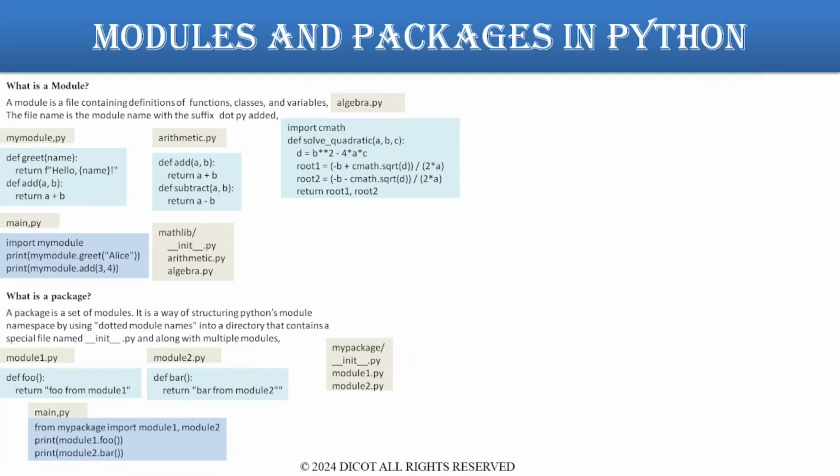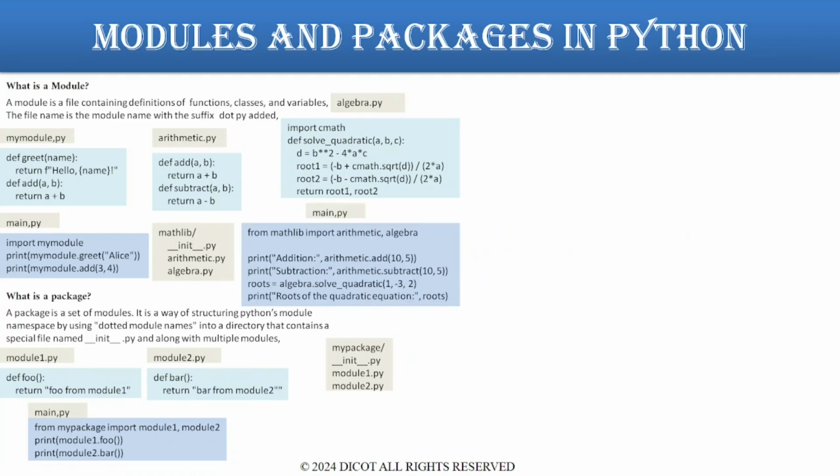Next, the file __init__.py is empty. Path of this file is mathlib/__init__.py. Now, let's use this package in another Python file, main.py. As shown, we are importing the modules arithmetic and algebra from the mathlib package, using the statement from mathlib import arithmetic, algebra. Now, we can access the functions add and subtract from the arithmetic module and function solve_quadratic from the algebra module.